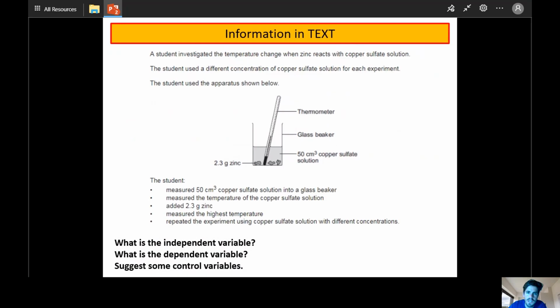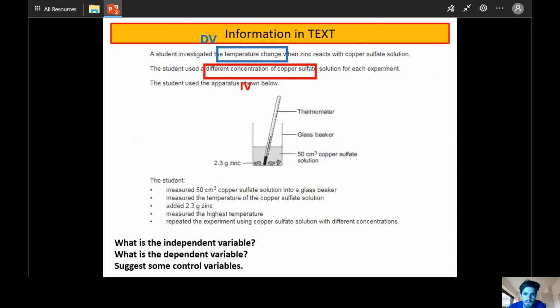We've got another chemistry question here. Investigating temperature change when zinc reacts with copper sulfate. Different concentration of copper sulfate for each experiment. What's the independent variable? What's the dependent variable? The clue here is the word different. The word different is always associated with your independent variable. Different concentration of copper sulfate, and what we're investigating, that's our dependent variable. So they didn't use the word affects here, so that wasn't the clue.